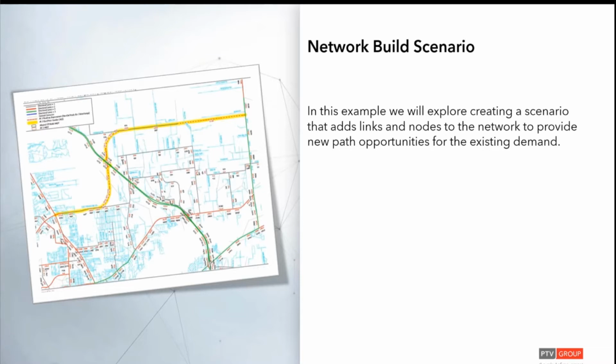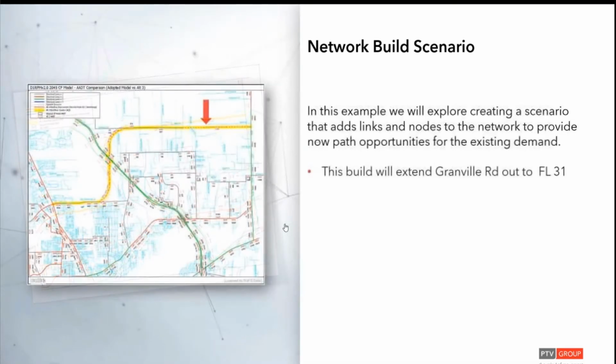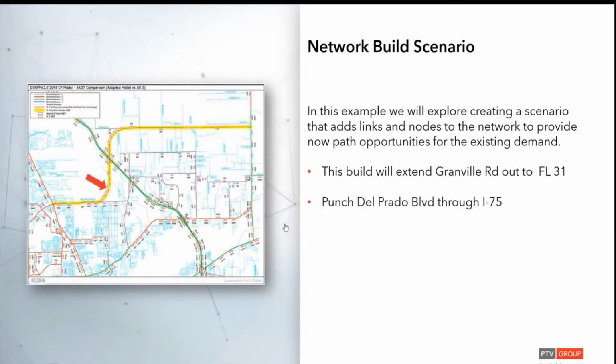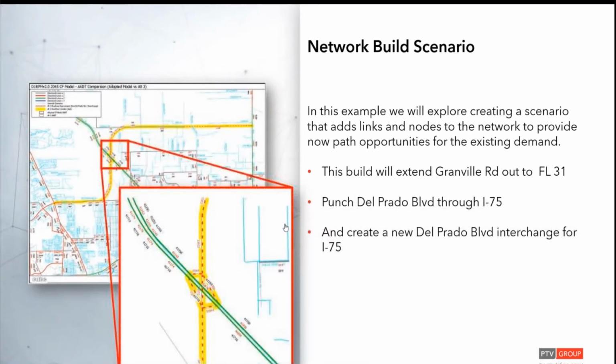So we're going to start today with talking about this network build, in which case we are going to be building out a Granville Road extension out to Florida 31. We're also going to be doing a punch through on Del Prado Boulevard, I-75. And then we're going to be creating an interchange at I-75 on the Del Prado punch through that we're going to be building out. And this will involve building the link structure as well as looking at the intersections themselves, the different junctions via the nodes.